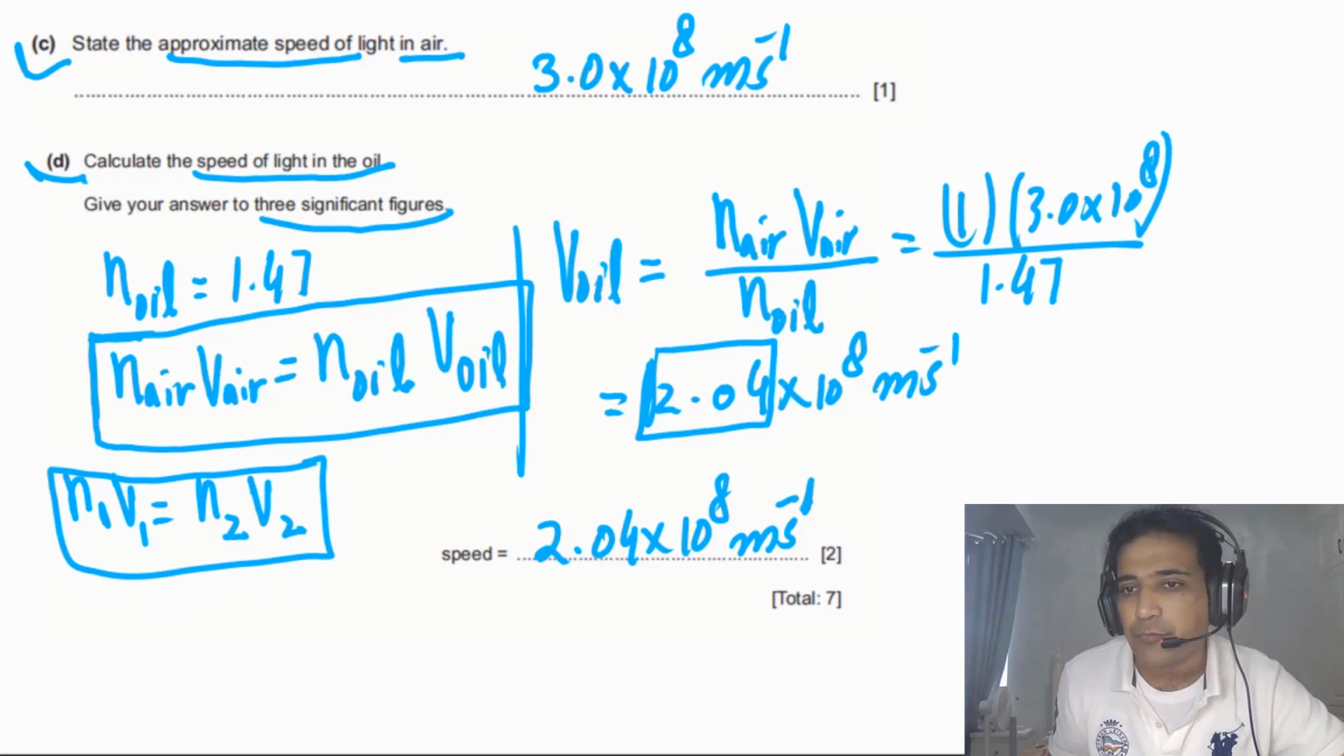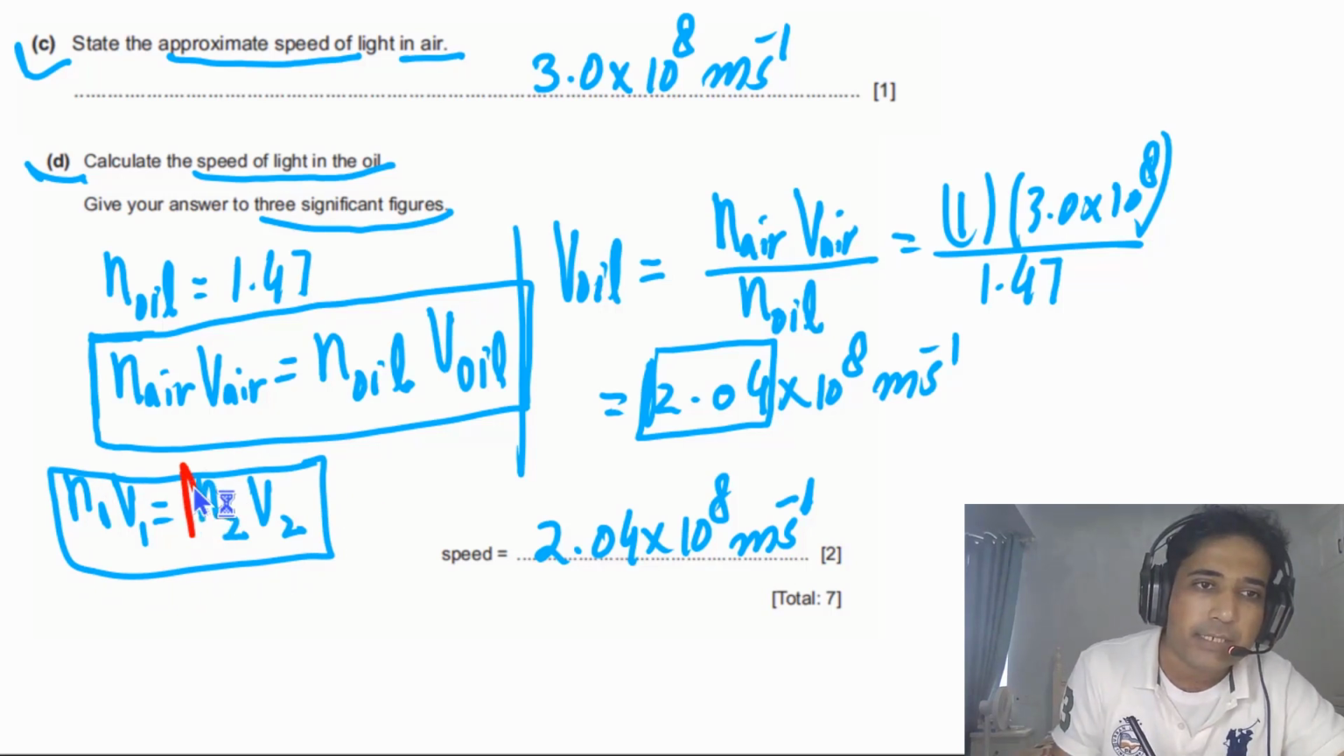You can also see from here, if the refractive index is greater, it means speed in that medium will be slower, and vice versa.